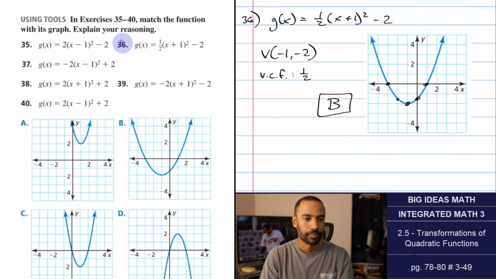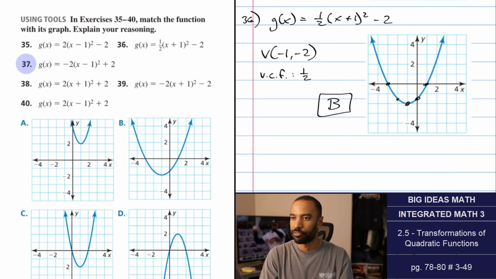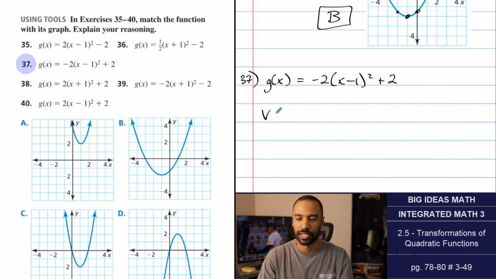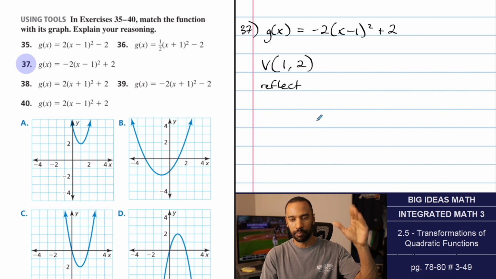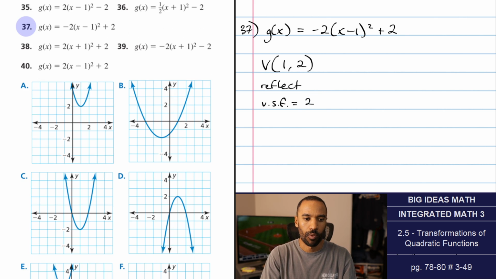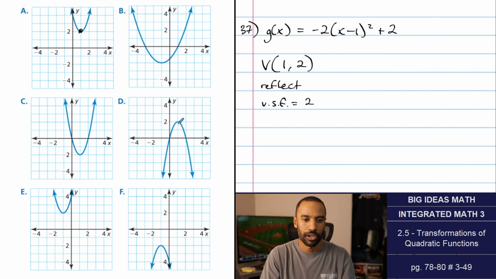Number 37. G of x equals -2 times x minus 1 quantity squared plus 2. Okay, let's start with the vertex, because that's how we would graph them, right? 1, 2. And there's a reflection. You flip it over. Whenever I say reflection, I'm referring to the x-axis. I mean this kind of flip. You reflect it. Your vertical stretch factor is -2, so it's 2, right? 1, 2 is the vertex though, right? So let's find a 1, 2 vertex. Here's one, and here's one.